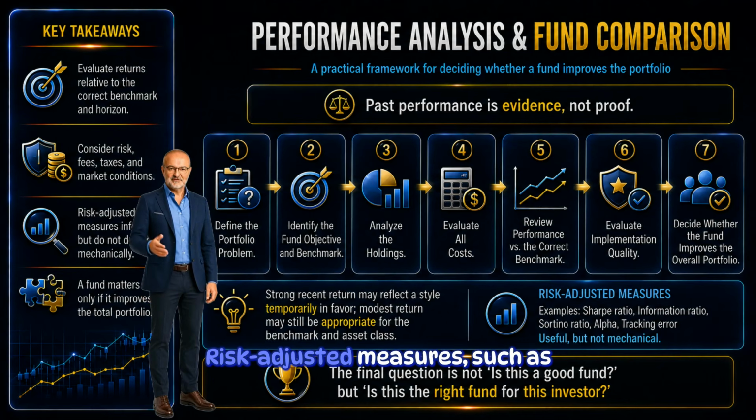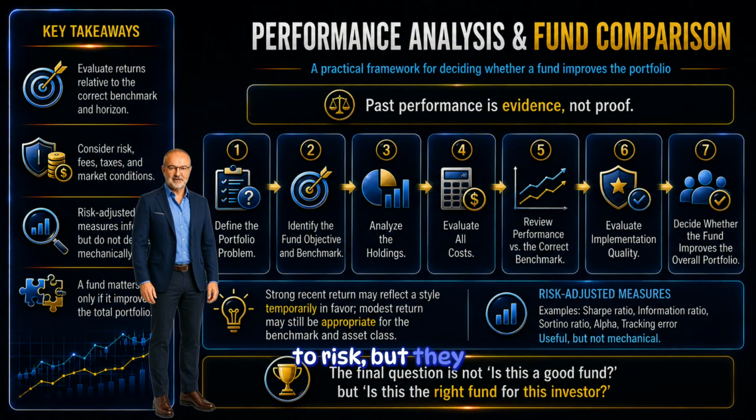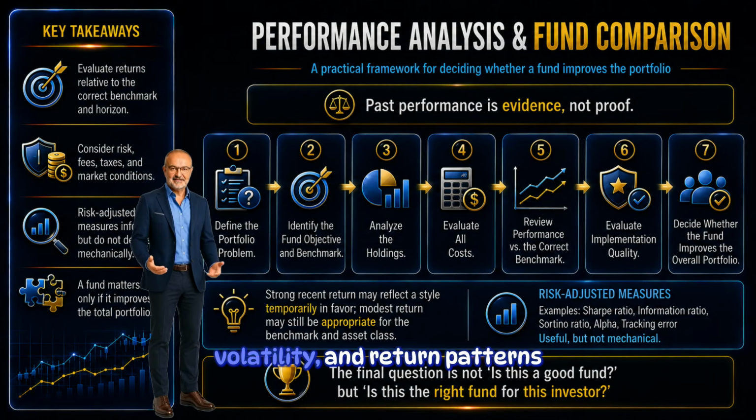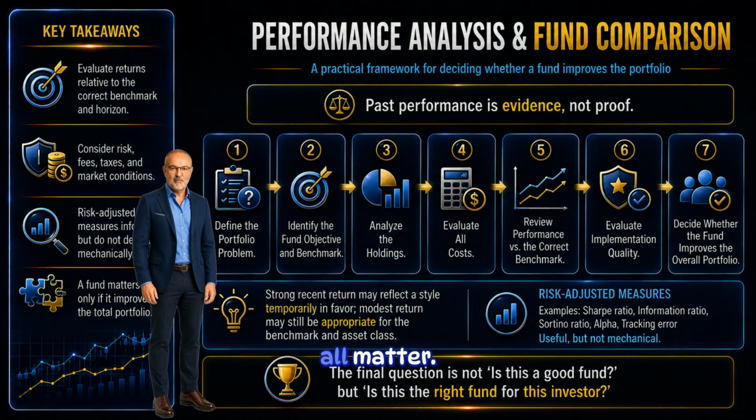Risk-adjusted measures, such as the Sharpe ratio, can help summarize return relative to risk, but they shouldn't be used mechanically. Time period, asset class, volatility, and return patterns all matter.